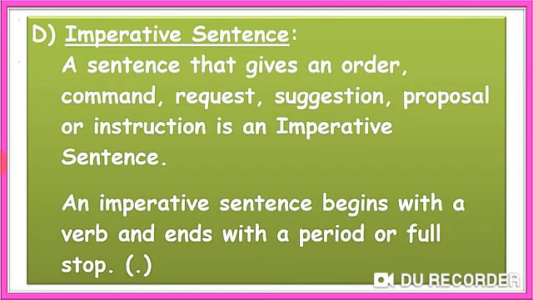Now let's understand the fourth type of sentence, which is an imperative sentence. A sentence that gives an order, command, request, suggestion, proposal, or instruction is an imperative sentence. An imperative sentence begins with a verb and ends with a period or full stop. Often, in an imperative sentence, the subject is missing or it is an implied subject, which we consider to be you. So, you is an implied subject in an imperative sentence.